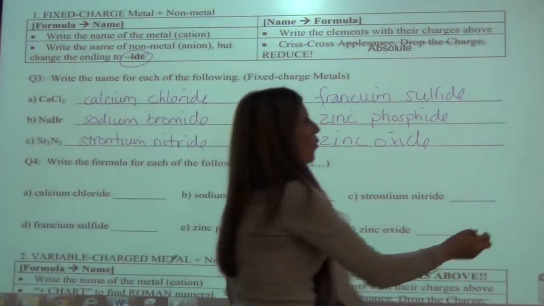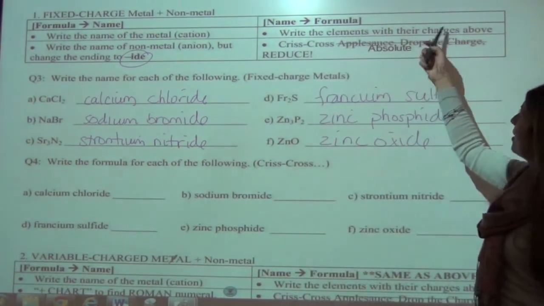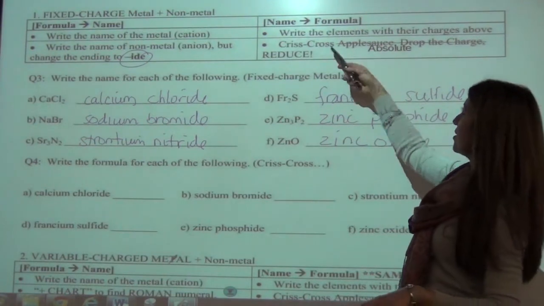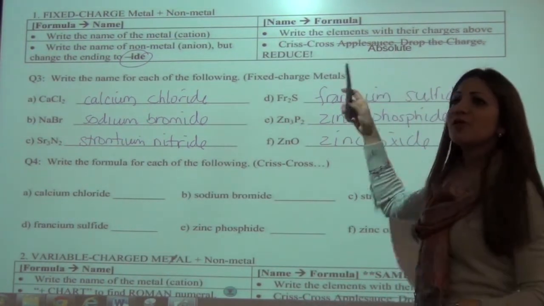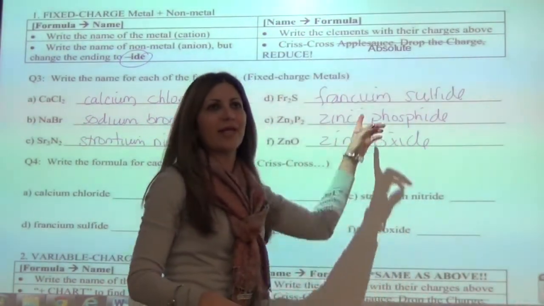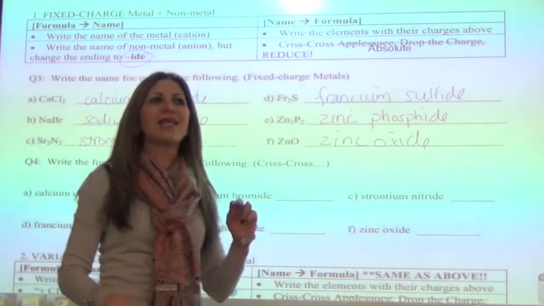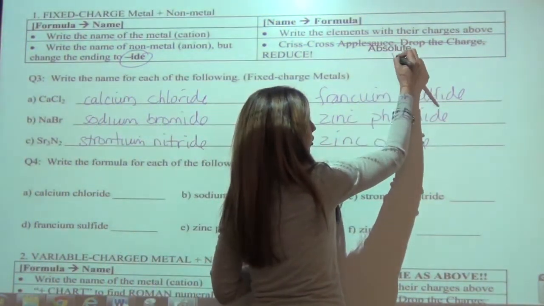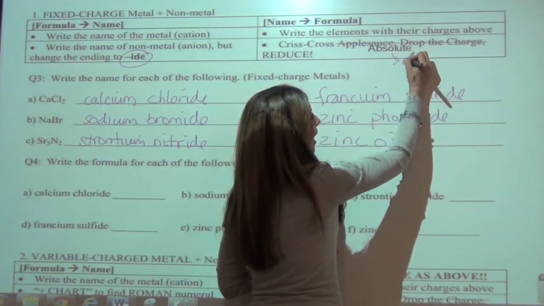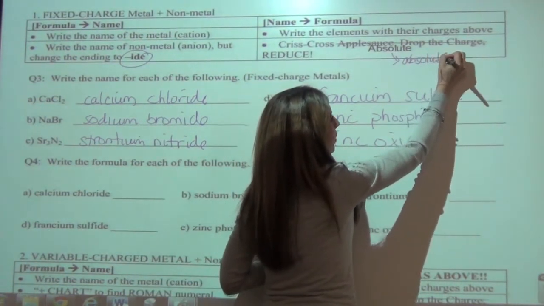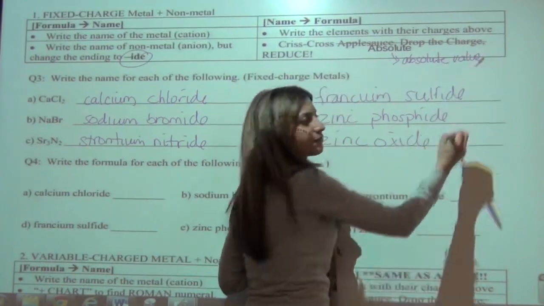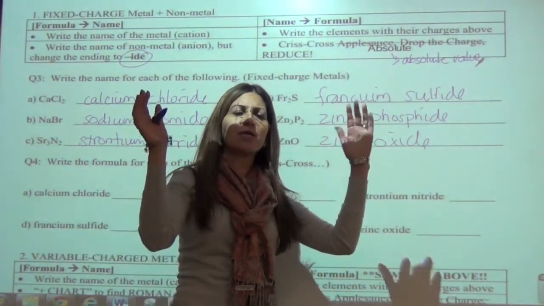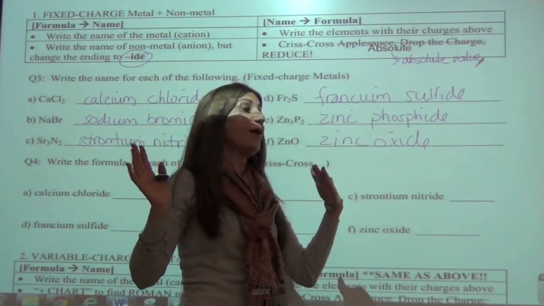What you're going to do is, you're going to write the elements with their charges above, okay? And then I change this. It's going to be crisscross absolute reduce. Everybody say it. Ready? Crisscross absolute reduce. What I mean by absolute is, make sure that you change this, you're going to write the absolute value. What is the absolute value? Only positive, no negatives. Okay? Everything becomes positive. So if it's negative, make it positive.